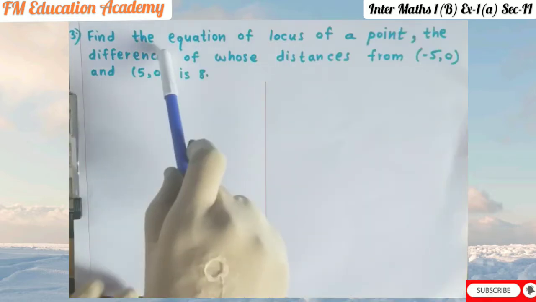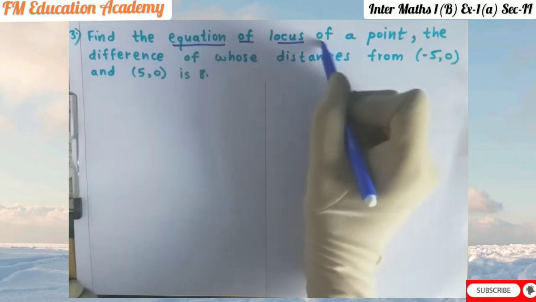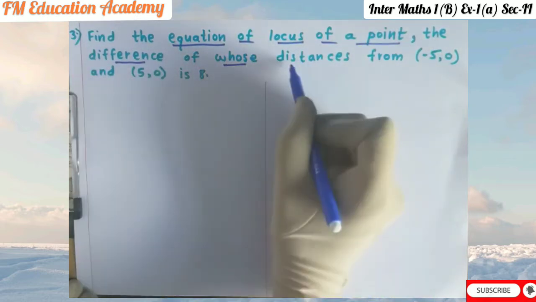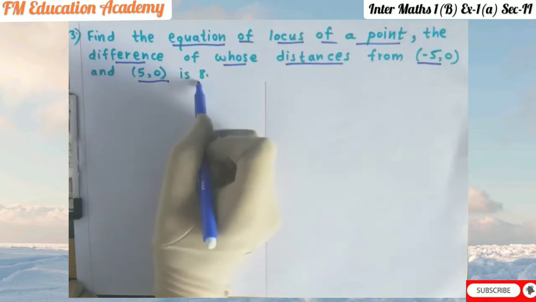Third question. Find the equation of locus of a point, and it is given that the difference of whose distances from minus 5 comma 0 and 5 comma 0 is 8.